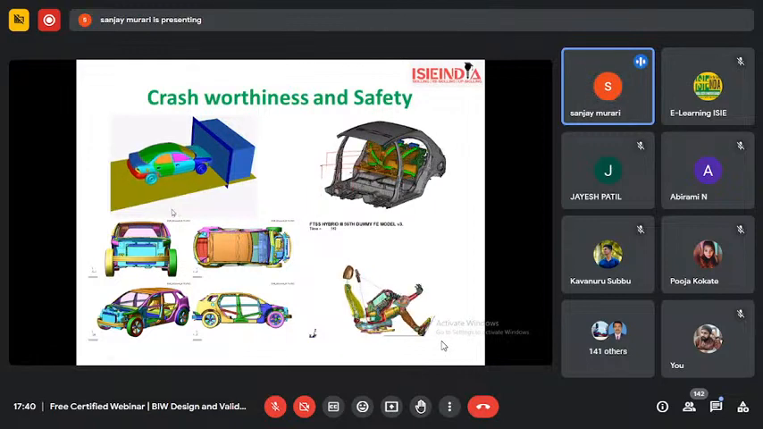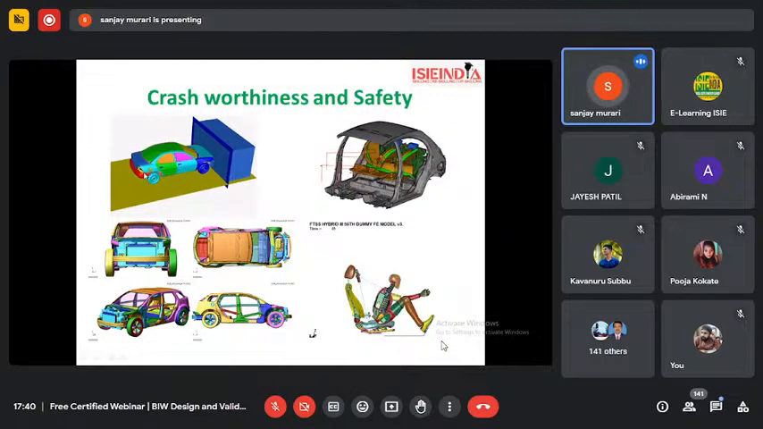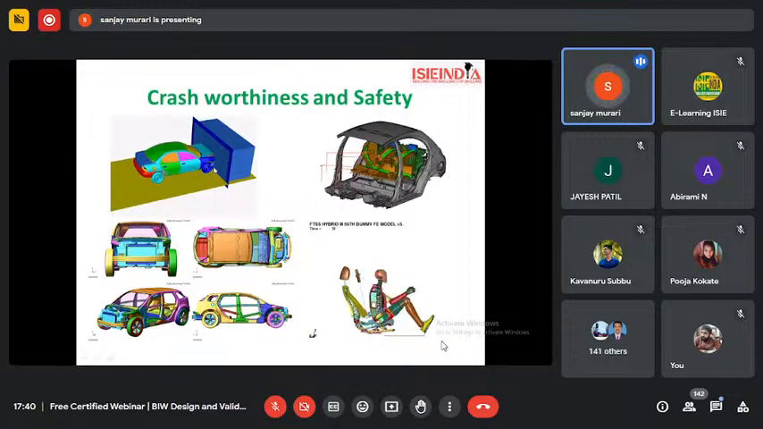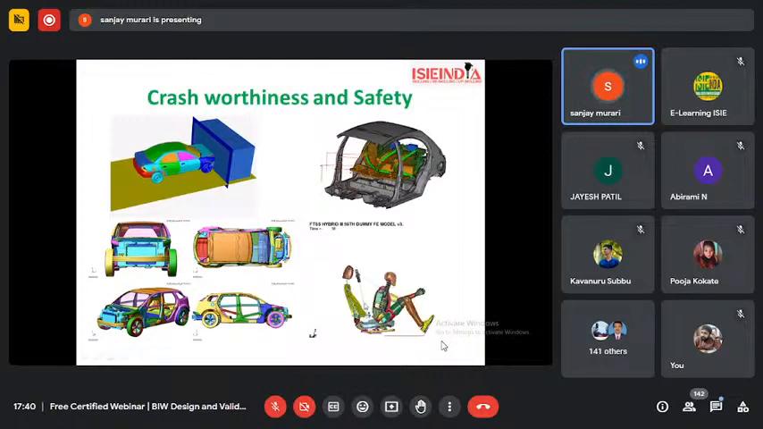First, it is a full frontal crash video. In this crash, the vehicle is coming and the full front of the vehicle is hitting the rigid barrier. When this is happening, the dummy inside will behave like this. And these are the different possible views from the different sides.